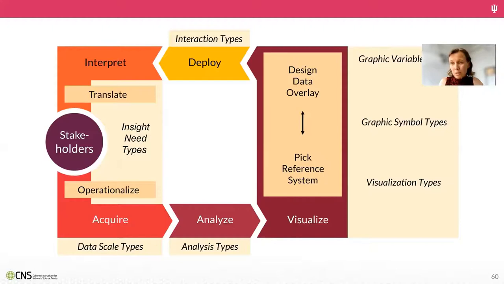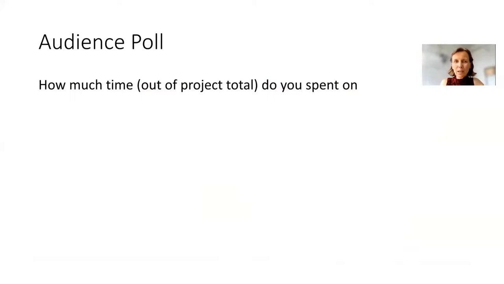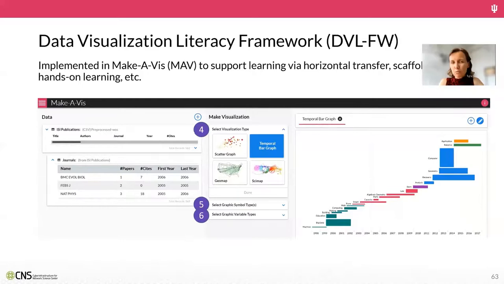You also will see that the visualization types could be a map, could be a scatter plot, and then you overlay different graphic symbol types, nodes and edges here, and the graphic variables are used to size and shape and color code your variables, graphic variables based on the data variables. And so we have developed a data visualization literacy framework, which makes it easy for you to upload data, to then make a visualization, and then pick a visualization type, and then select a graphic symbol type, and then also to select a graphic variable type.